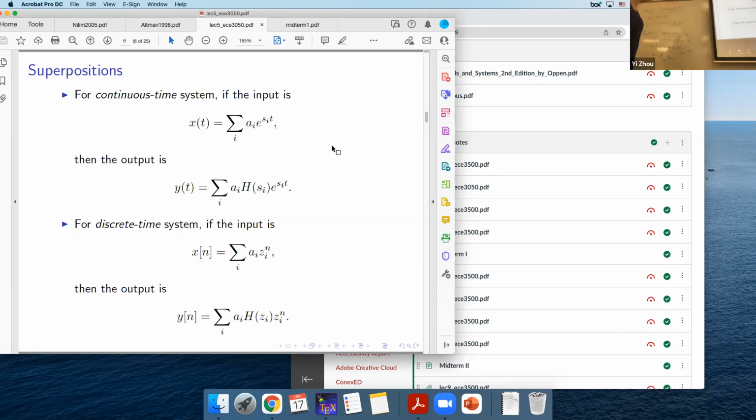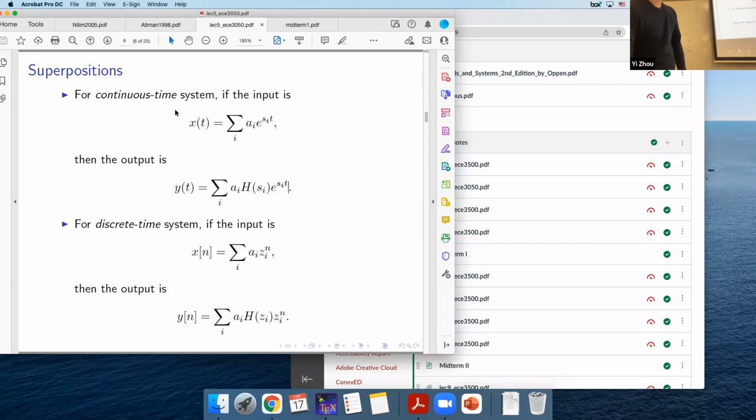So why do we care about these eigen signals and this linear combination? Well, this slide already tells us that if we can express the input signal as a linear combination of these eigen signals, then understanding the corresponding output of this signal will be very simple. You can see that the output is basically a linear combination of the individual outputs corresponding to these eigen signals.